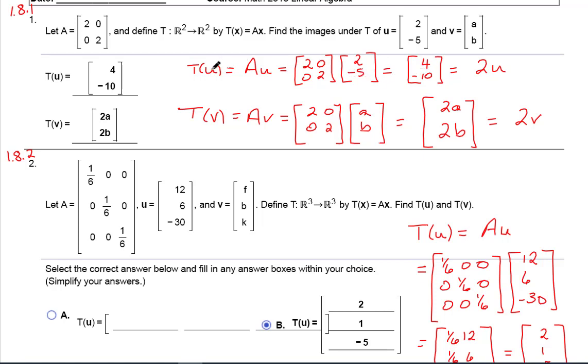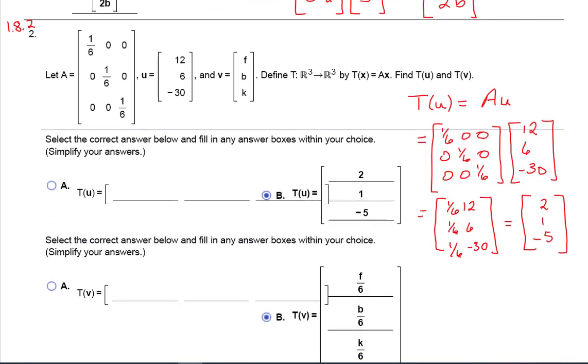And so T of u goes to the image of 4, minus 10, which, if you notice, is just 2 times the original vector. And T of v is, when you go through the multiplication, 2a, 2b, which is just 2 times my original vector.